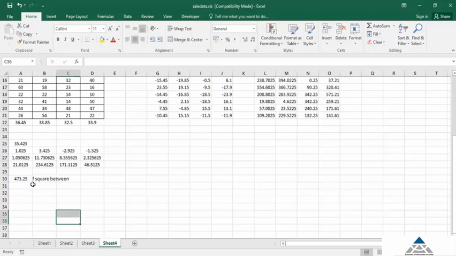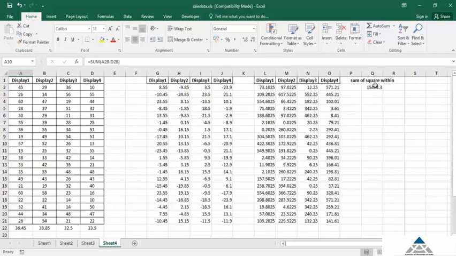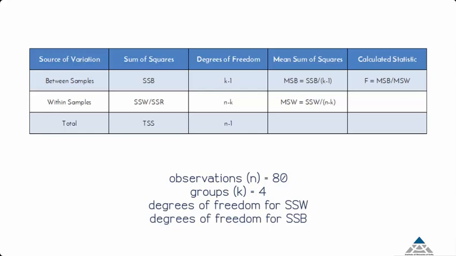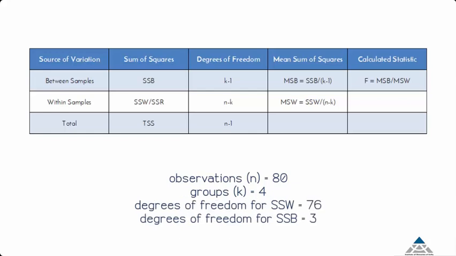Now that we have the sum of squares, we have to convert them into mean sum of squares. This will be done by dividing both the numbers with their respective degrees of freedom. We know that for SSW, that is sum of squares within groups, degrees of freedom is n minus k. And for SSB, that is sum of squares between groups, it is k minus 1. In our example, we have a total of 80 observations, which is n, and 4 groups, that is k. Thus, the degrees of freedom for SSW and SSB are 76 and 3 respectively.